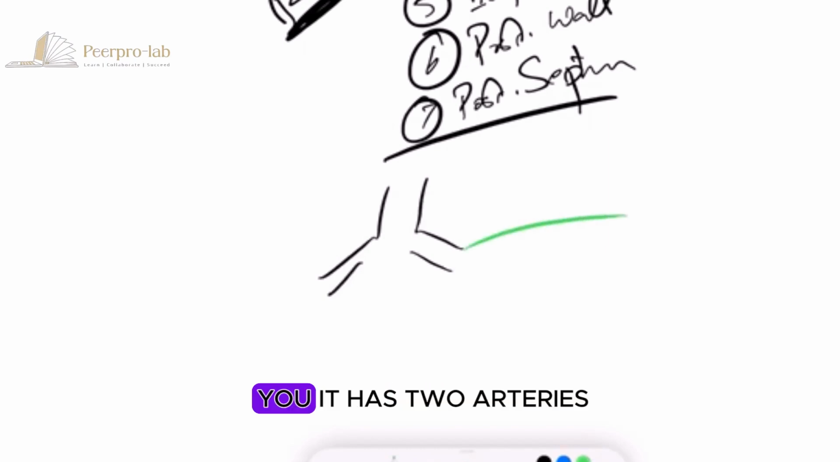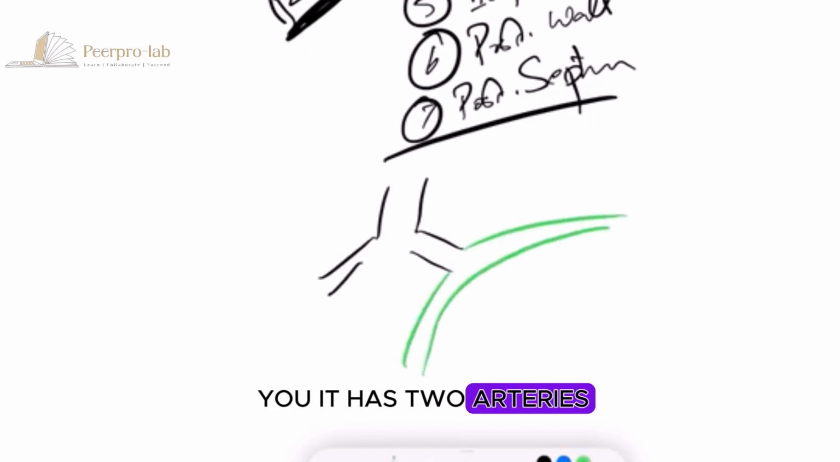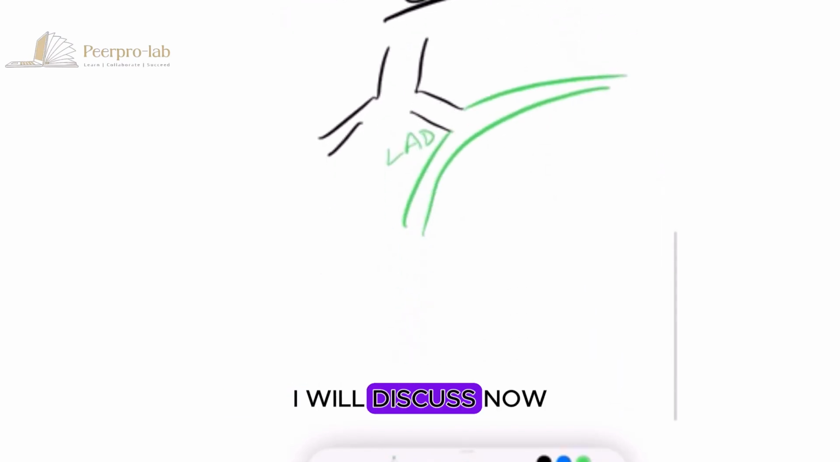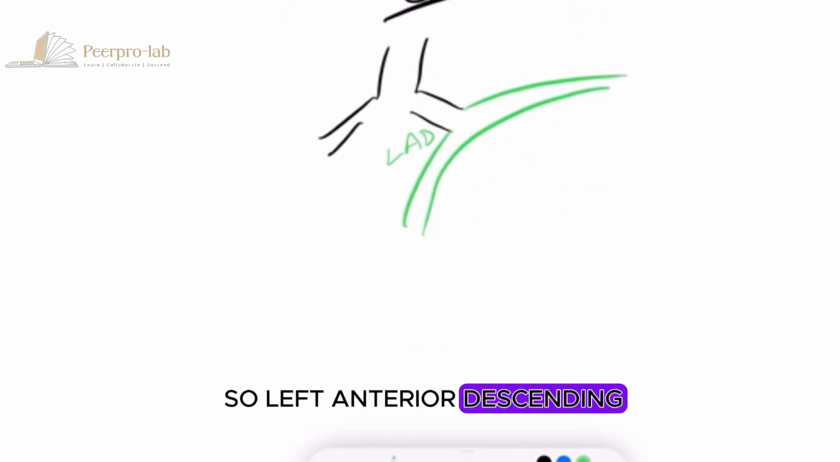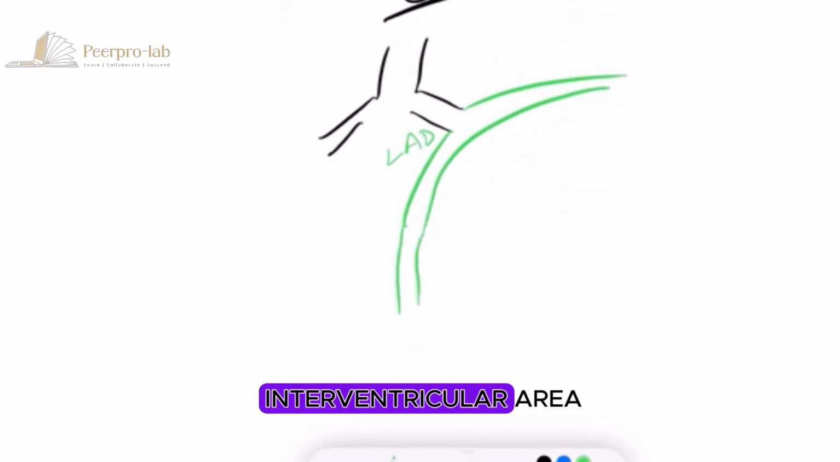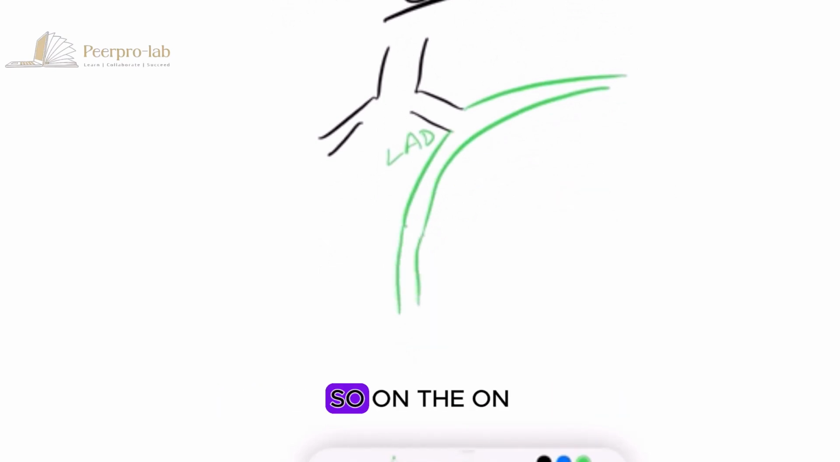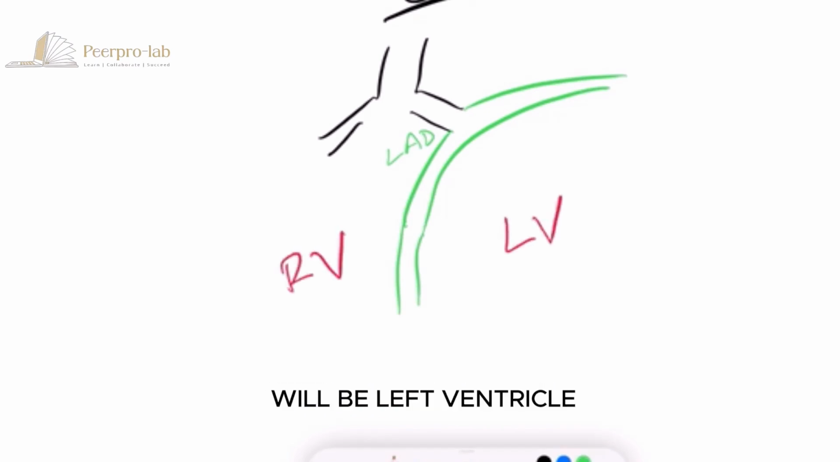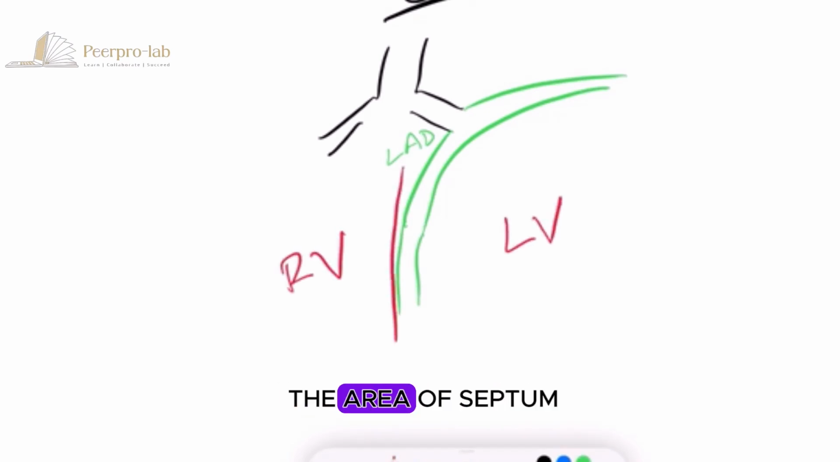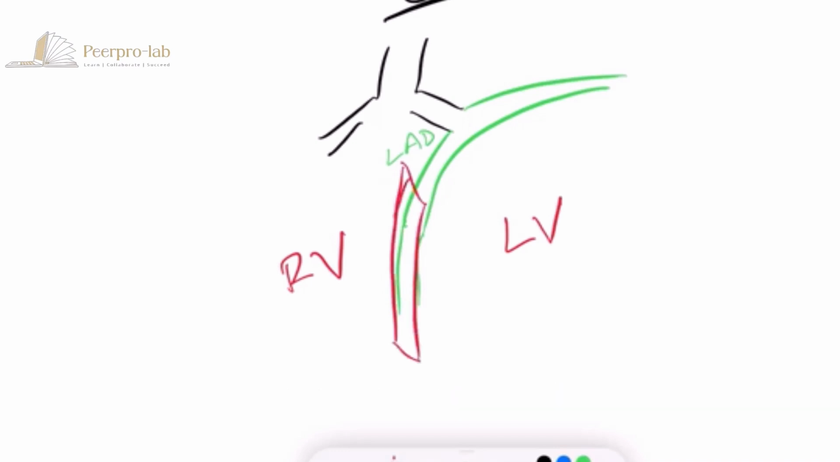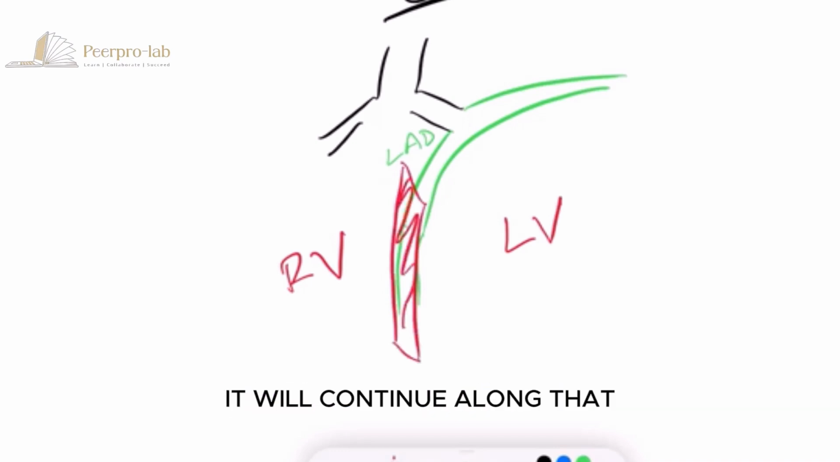And as I told you, it has two arteries. So left anterior descending, I will discuss now. It continues in the interventricular area. So on this side there will be right ventricle, on this side there will be left ventricle, and this will be the area of septum. And it will continue along that.